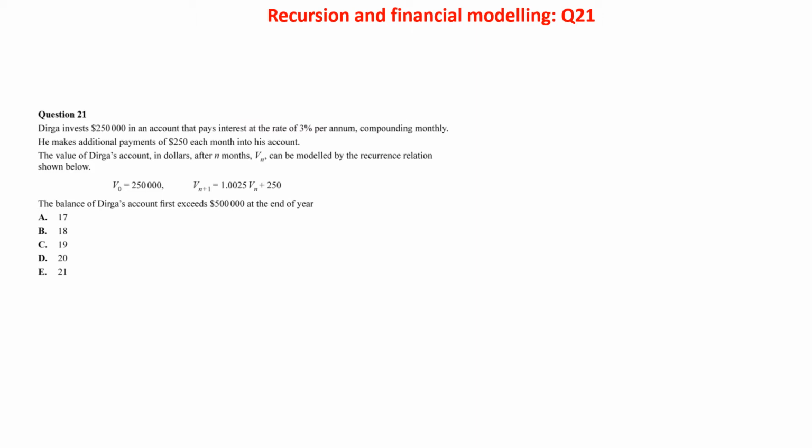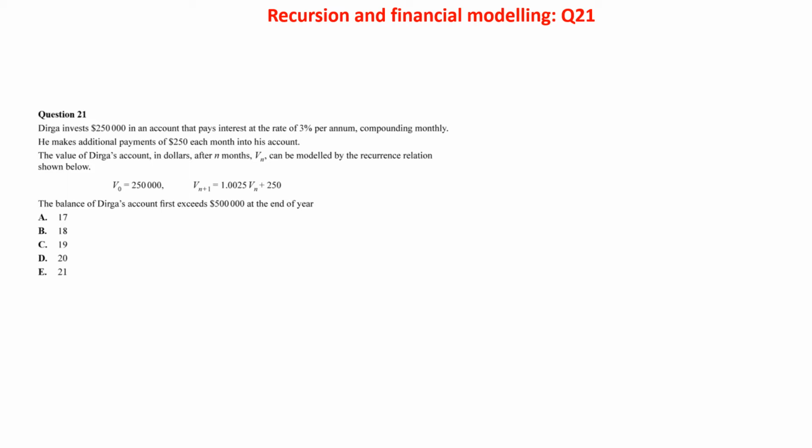Okay, so this is Recursion Financial Modeling question 21. Somebody wants to invest 250,000 in an account that pays an interest rate of 3% per annum, compounding monthly. They make additional payments of 250 each month into their account. The value of the account in dollars after n months can be modeled using this recurrence relation. For this type of question, you could work it out on your calculator and just keep pressing enter until you get above 500,000.